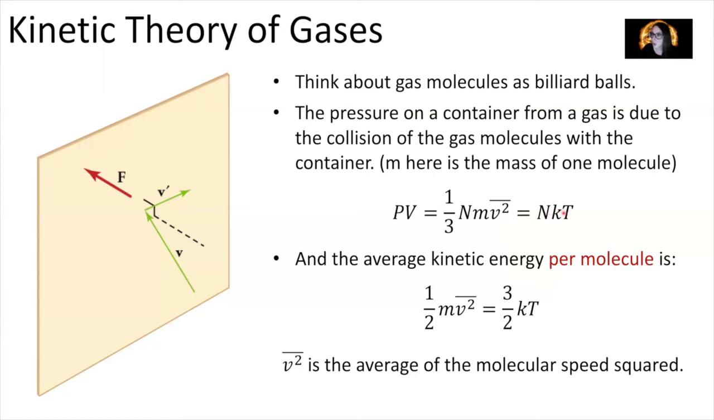Okay, mv squared equals 3 KT. I can multiply both sides by 1/2. That gives me a kinetic energy, 1/2 mv squared. So if I do that, then I have 1/2 mv squared is equal to 3/2 KT.